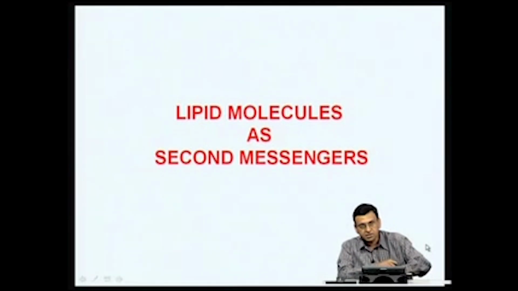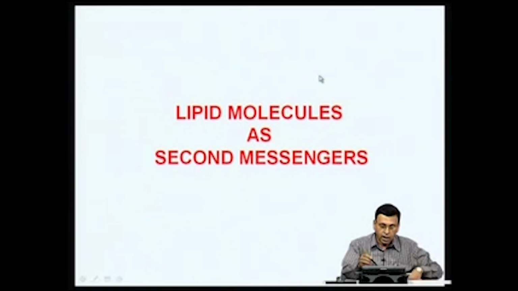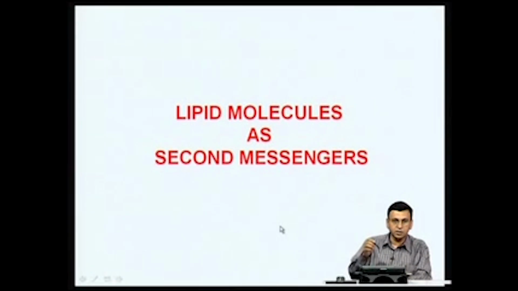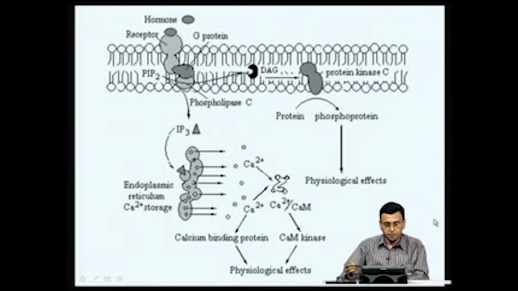So, having discussed 2 important signaling molecules, namely cyclic AMP and cyclic GMP, let us spend some time to understand how lipid molecules such as inositol triphosphate and diacylglycerol serve as important second messengers. We have already discussed this, but I would like to re-emphasize it again because these are very important second messengers.